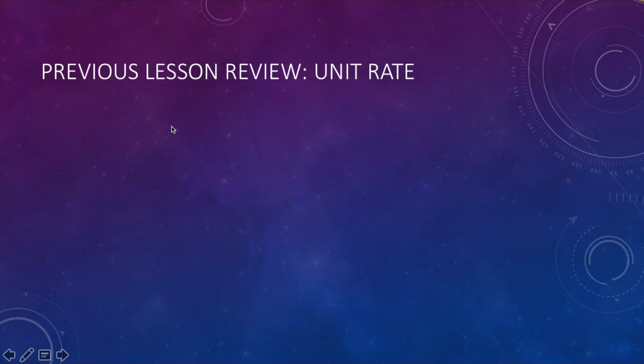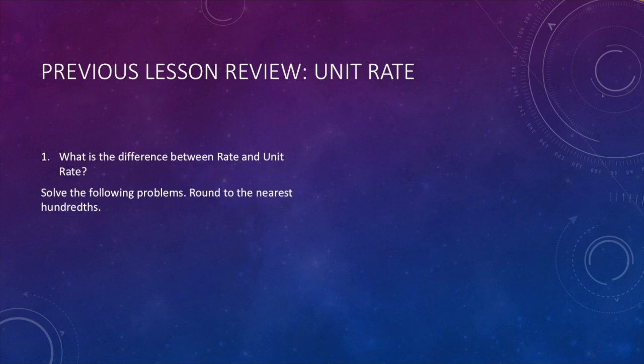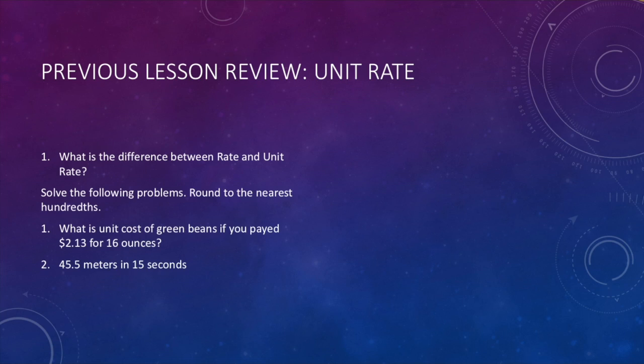So we're going to have a review from the previous lesson, unit rate. First off, what is the difference between rate and unit rate? Then I want you to solve the following problems and round to the nearest 100th. What is the cost of green beans if you paid $2.13 for 16 ounces? And then I want you to tell me the unit rate for 4.5 meters in 15 seconds.